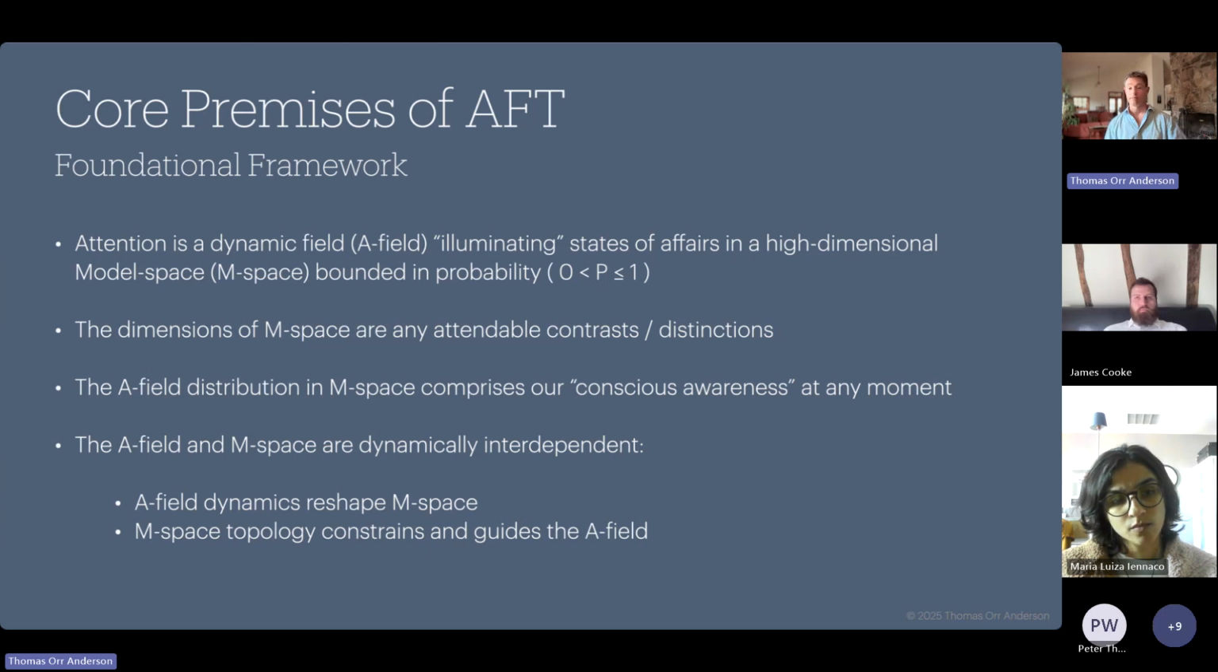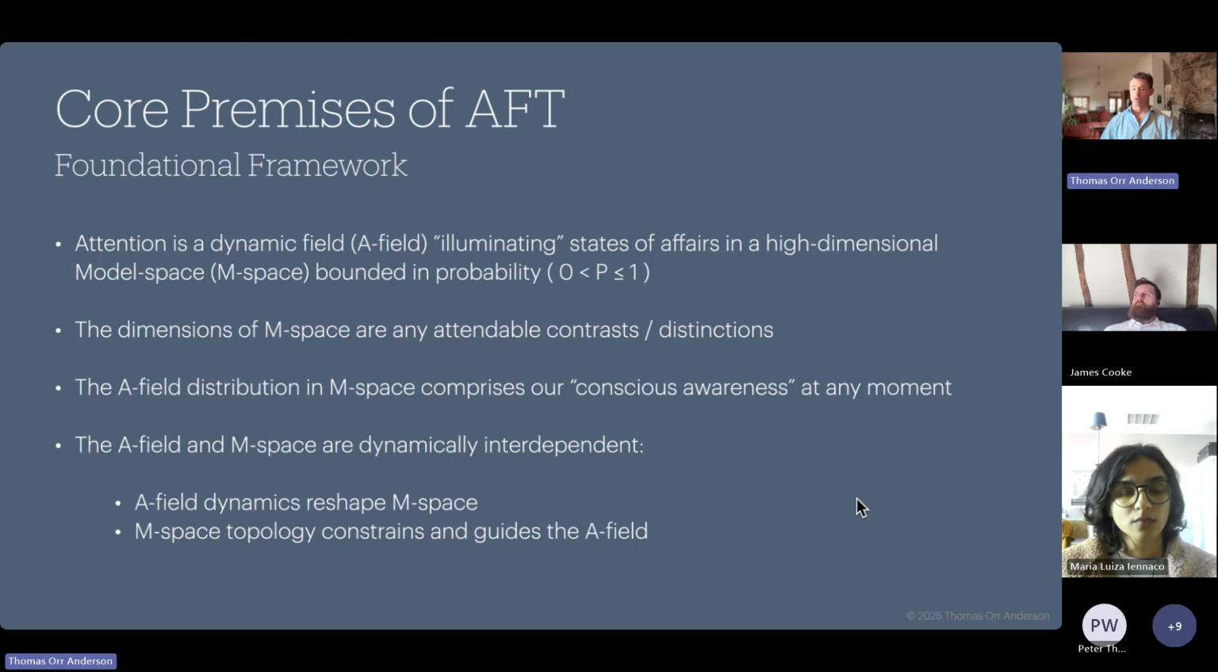The dimensions of M space are any attendable contrasts or distinctions, that which is attendable. Those contrasts that are attendable are the dimensions. The A field distribution in M space comprises our conscious awareness at any moment. The distribution of our attention is that which we call conscious awareness. And this is probably the most important part: that the A field and the space, M space, in which it is embedded are dynamically interdependent.